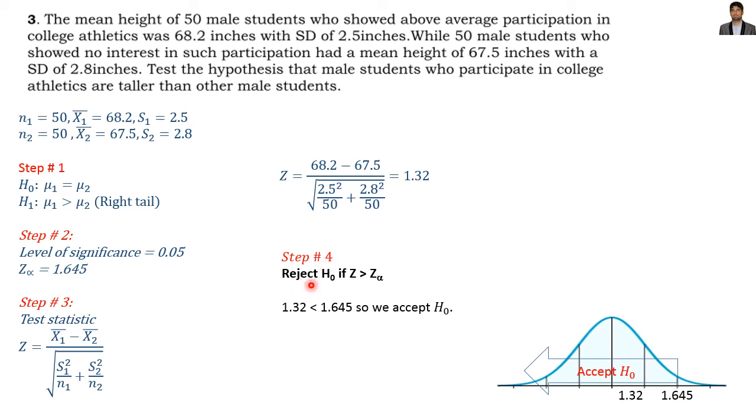Step number 4, reject H0 if Z is more than Z alpha, or we can refer to the diagram. 1.645 to the right here, and the left side is the acceptance region. If the value of test statistic falls here, it means H0 is true. 1.32 falls in the acceptance region, so we accept H0.